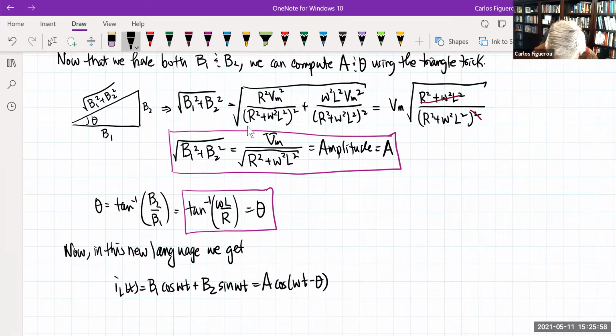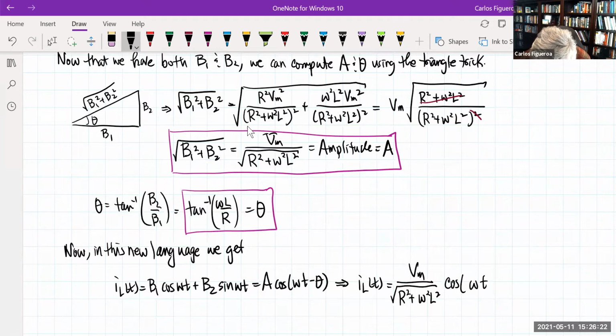And so now look at our solution. Our solution now is this guy, which will then be the amplitude. And look at the amplitude. It's the square root of R squared plus omega squared L squared over Vm, and then this guy is going to be cosine of omega t minus theta.